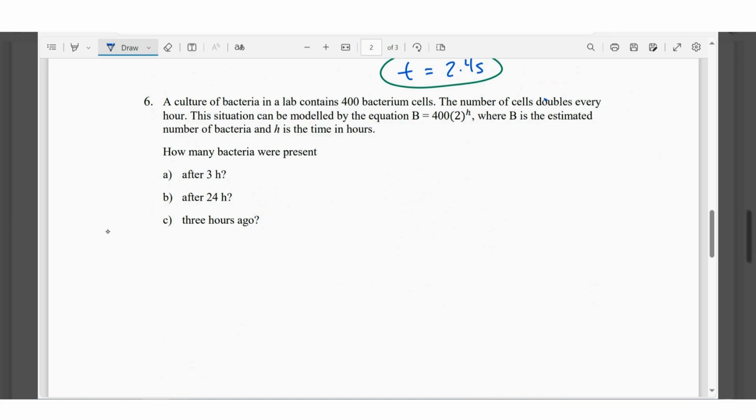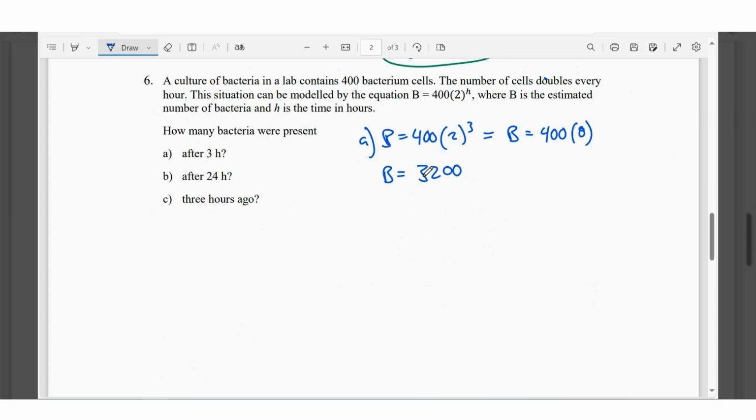So same as the one we did a little bit above. Let's just use our formula and put in the information. So for A, B equals 400 times 2 to the power of 3. Bacteria equals 400 times 2 to the power of 3, which is 8. So the number of bacteria equals 400 times 8, which I know to be 3,200 bacteria. It's in bacteria, so I don't think we need to use a unit. I think that it's a unit itself. And that's just 400 times 8. That's how I got that.